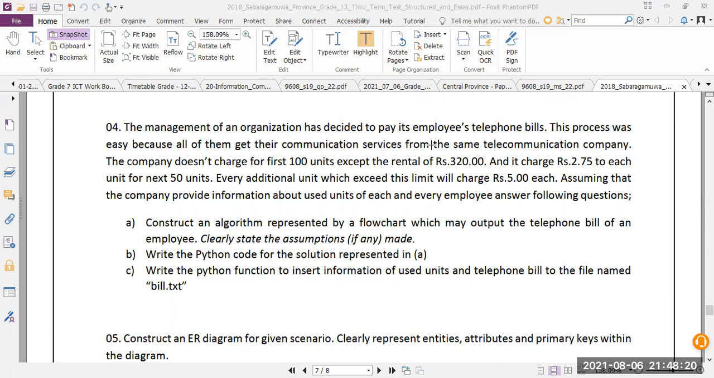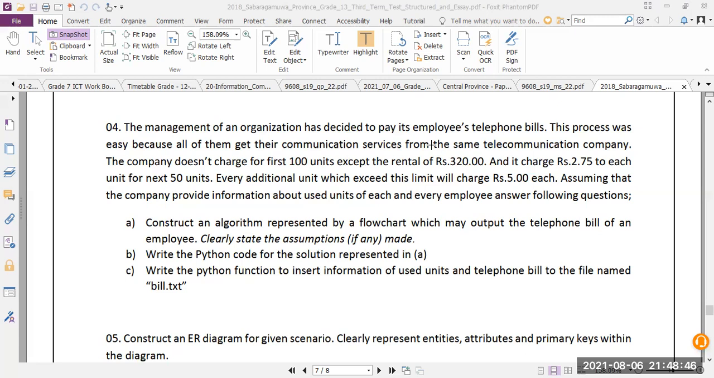Assuming that the company provides information about used units of each and every employee, answer the following question. Construct an algorithm represented by a flowchart which may output the telephone bills of an employee. Clearly state the assumption, if any made.